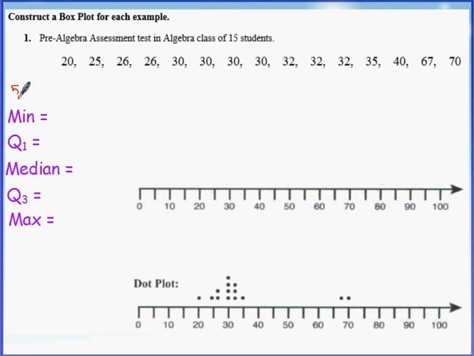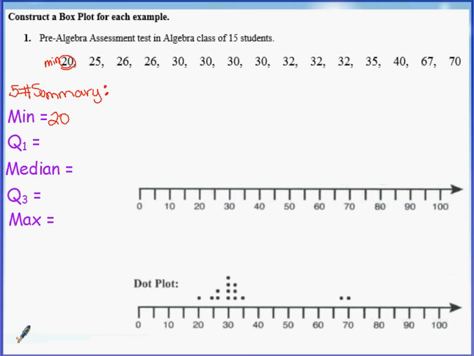So the first thing we should write on our paper is the 5-number summary is our min, our Q1, our median, Q3, and our maximum. But now we need to find it from this list. The minimum is easy to identify. It is 20. This would be our minimum.